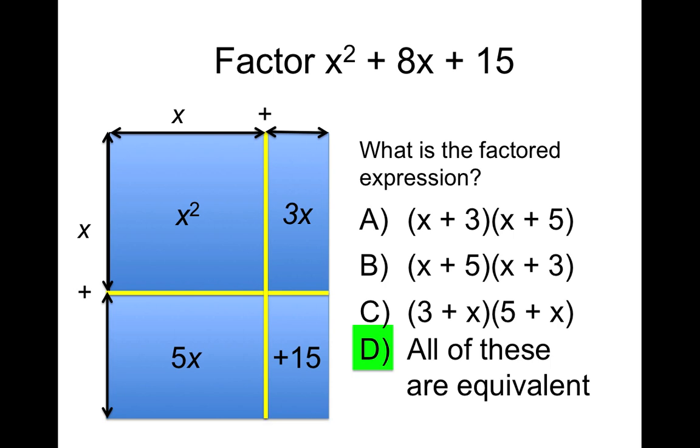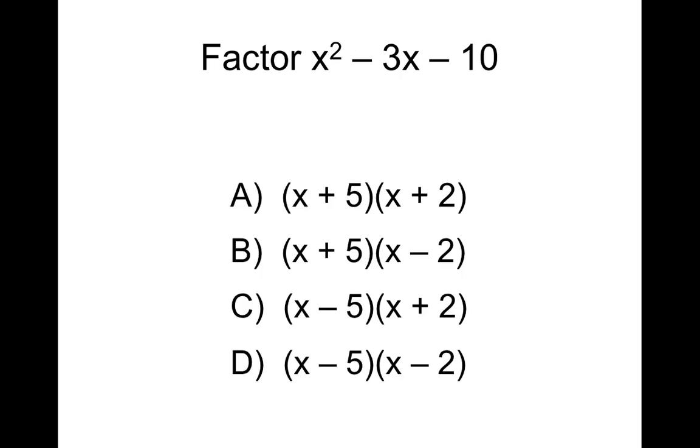The 3 came from the factors of the 3x and the 15. What can we factor out of both 3x and 15? Well, that's a 3. And the 5 came out of the factors of 5x and 15. What can we factor out of both the 5x and the 15? A 5. Please try to factor x squared minus 3x minus 10 on your own.